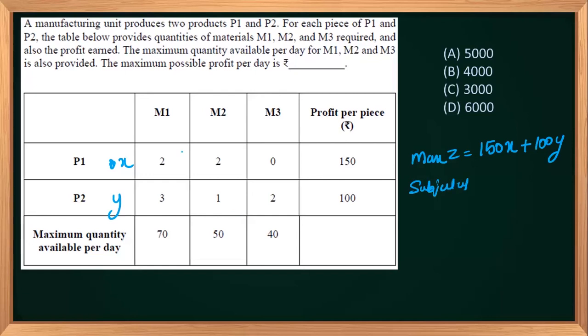We have the limitation of M1. If I produce X units of P1, I have to use 2 units of M1 from here. So 2X will be the total units consumed for P1, and 3Y will be the total units consumed for P2, and the maximum limit is 70, right? Now the next will be 2X plus Y less than 50, the same way. Another thing is 2Y is less than or equal to 40. So these are the constraints.